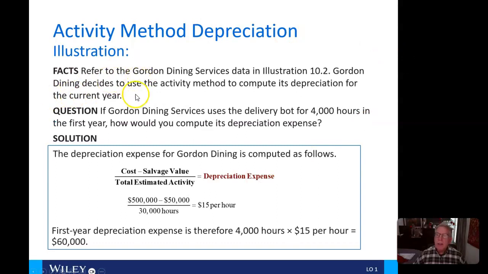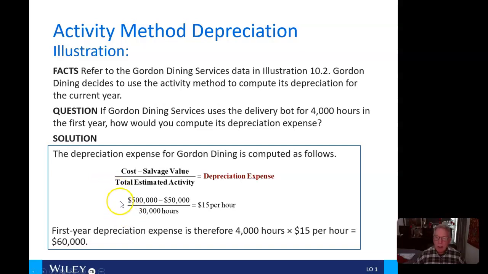Okay, let's look at an illustration. If we look at the Gordon Dining Services data in illustration 10.2 here, Gordon Dining decides to use the activity method to compute its depreciation for the current year. If Gordon Dining uses the delivery bot for 4,000 hours in the first year, how would you compute its depreciation expense? What we would do is take the cost minus the salvage value. That gives you your depreciable base. And then instead of dividing by years, we will divide it by the estimated total activity here, in this case, 30,000 hours.